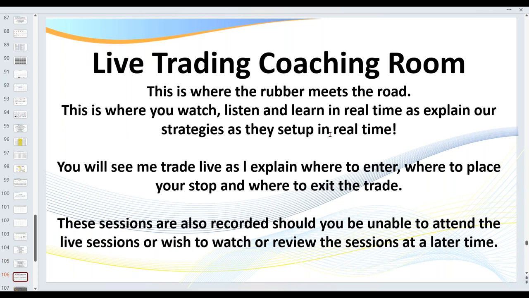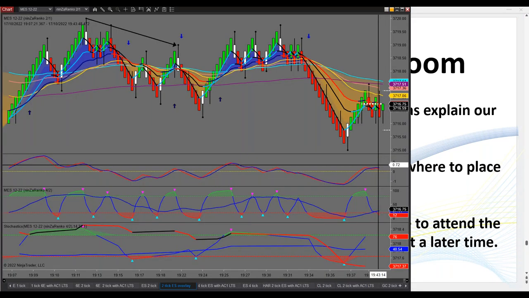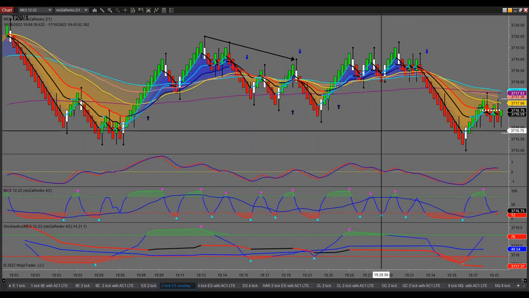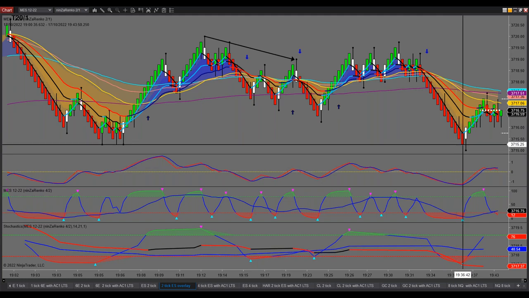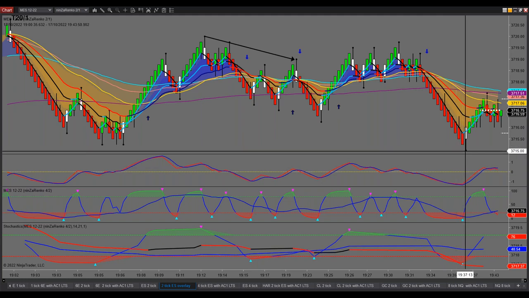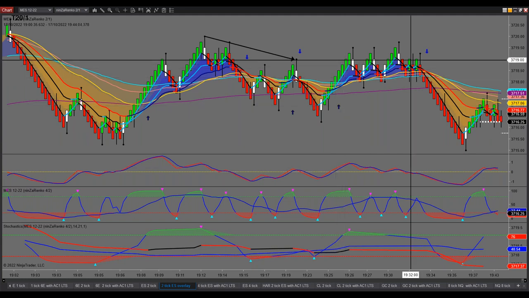And then finally, the third part of the equation is the live trading room. This is where the rubber meets the road. For an example, this is where we'd be looking at the trades. And if we look at what's just happening here, now, since we've been chatting, look at this. Remember I mentioned to you, we want to set in a new lower low. We've now set that new lower low in. But imagine if we had taken this trade, we wouldn't have hit our target here.